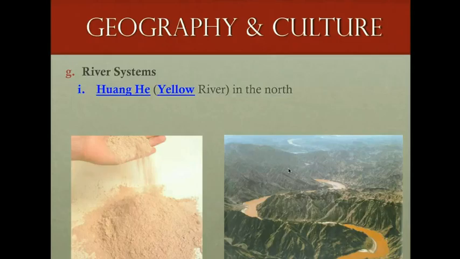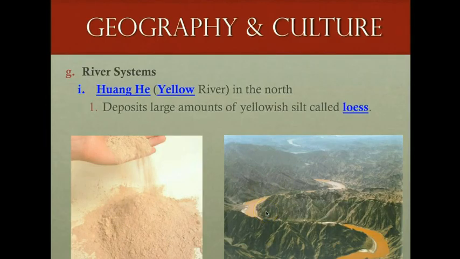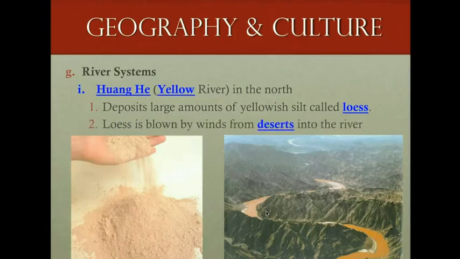And you can kind of see how it gets its name. If you look at the images here on the screen, there's this sand or silt that gives it a yellow color. In fact, the silt is called loess. Because of wind, because of the elements, this river has a lot of this in there. So it deposits large amounts of yellowish silt on the land for farming that we call loess. This loess is blown by winds from the desert into the river. And again, that's how it gets that name and that color.